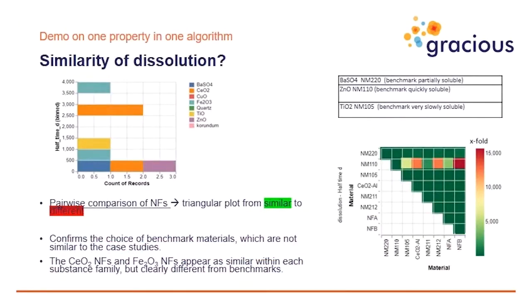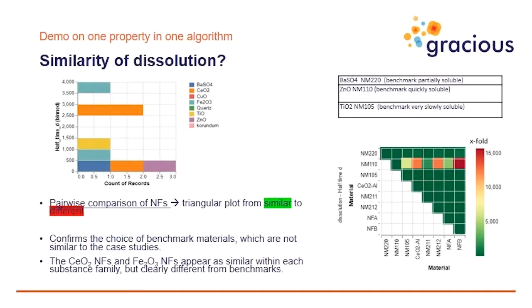This slide illustrates perhaps the simplest way to calculate similarity: X-fold, basically the ratio between two values, the larger value divided by the smaller value of two scalar descriptors. We can look at quickly soluble zinc oxide NM110, which is a benchmark material in this case, which has a very low dissolution half time, indicated on the left side. And on the right side, the zinc oxide is on the second row.